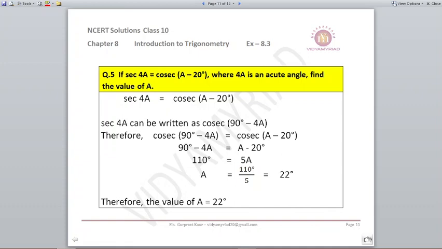So now I have written cosecant (90 minus 4A) in place of secant 4A, which is equal to cosecant (A minus 20 degrees). Now ignore cosecant, you get 90 minus 4A is equal to A minus 20 and you get A as 22 degrees.